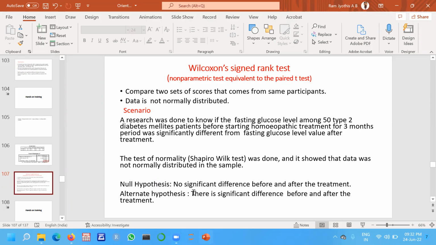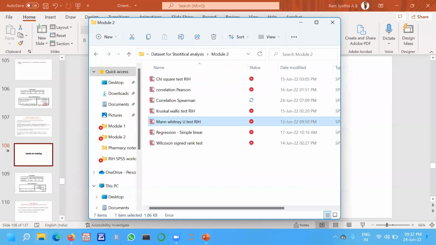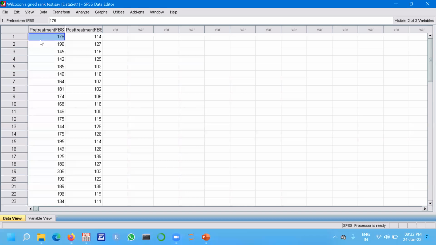So null hypothesis is no significant difference before and after the treatment. Alternative hypothesis, there is significant difference before and after the treatment. So now let us go for a hands-on training. Take the data, Wilcoxon signed rank test. So pre-treatment and post-treatment, two sets of data.